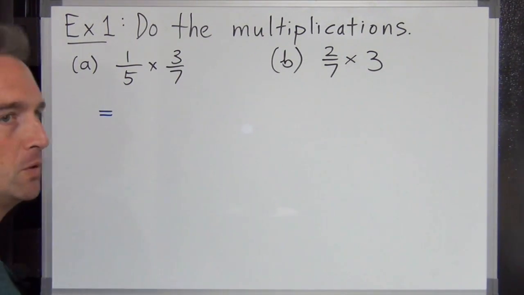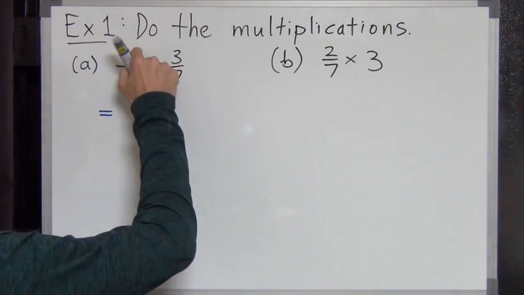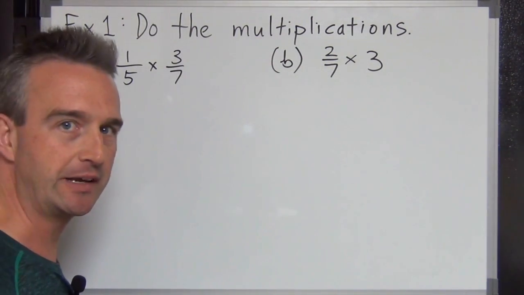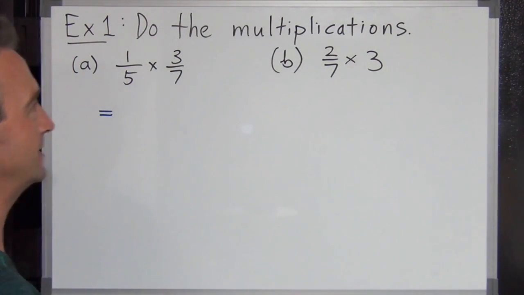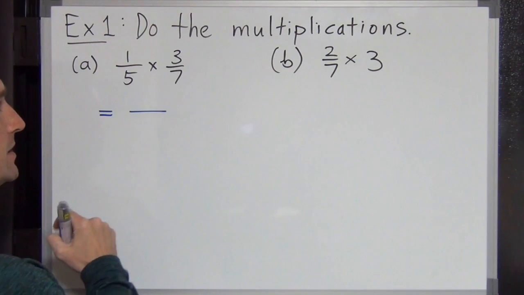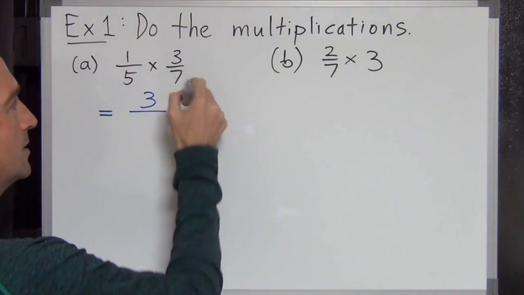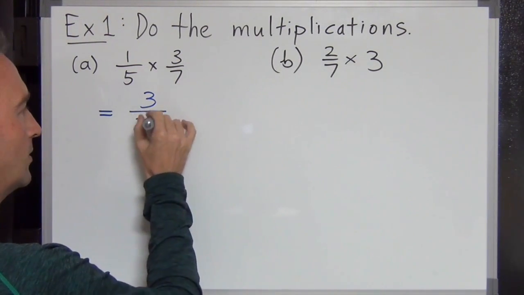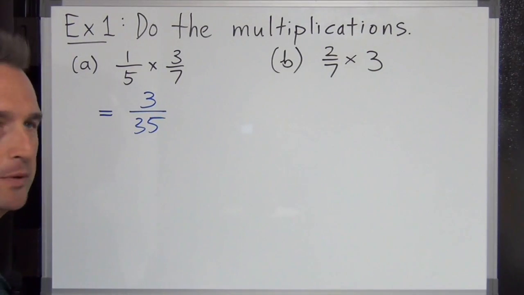Pretty straightforward with multiplying fractions, much easier than adding or subtracting. All you need to do is multiply the two numerators, or the tops, together, and then multiply the two denominators together, and you get a simple answer. So for this one, we're just going to do 1 times 3, which is 3 on the top, and 5 times 7 is 35 on the bottom. Answer 3/35.